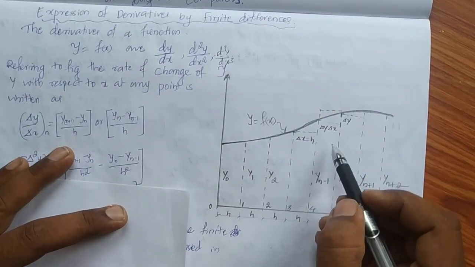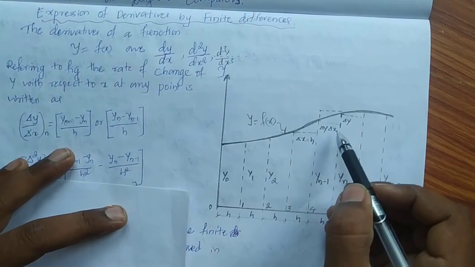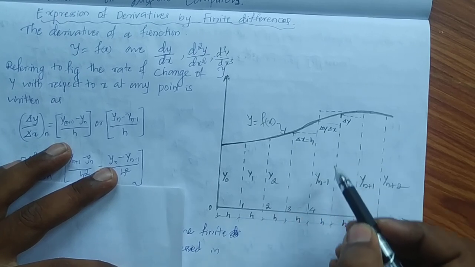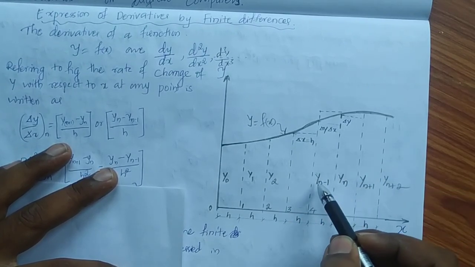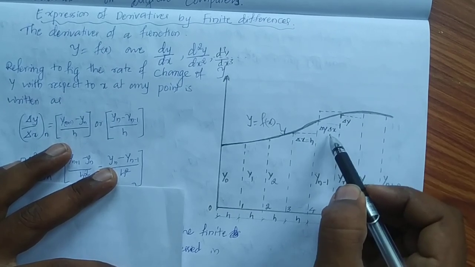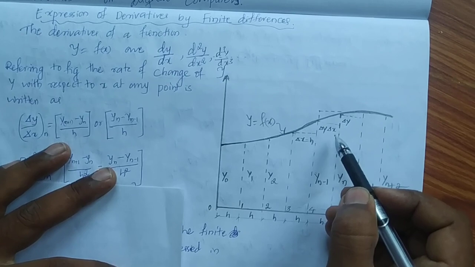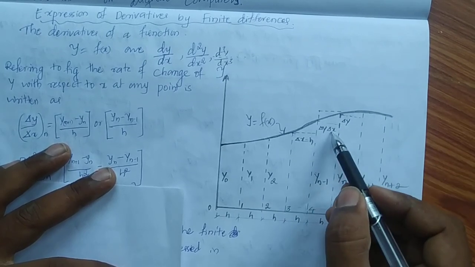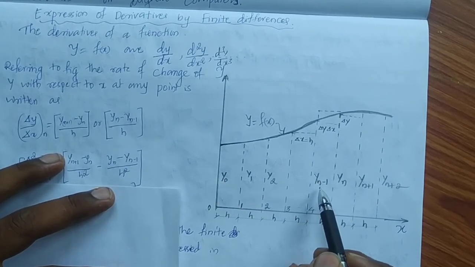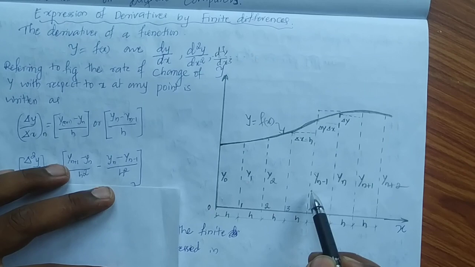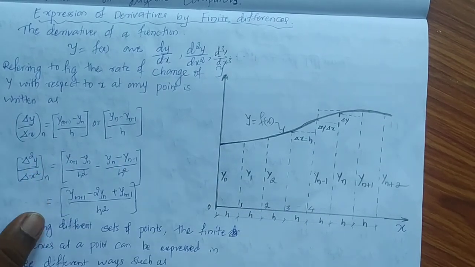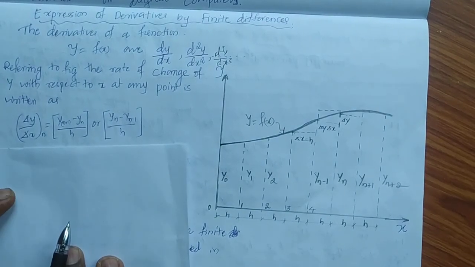So here the value can be given by y n minus y n minus 1, which will give you delta y. That delta y divided by delta x will give you the rate of change of variation of y. So this delta x is equal to h. Therefore y n minus y n minus 1 divided by h will give you delta y by delta x at any point. That is actually the first derivative.